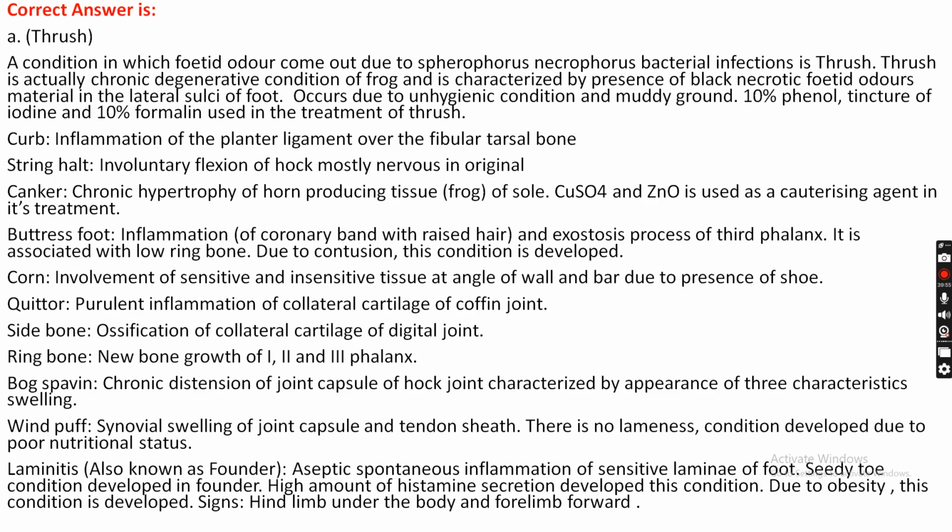Sidebone is ossification of the collateral cartilage of the digital joint. Okay. Ringbone is new bone growth of the first, second, and third phalanx. Okay. Bog spavin is a chronic distension of the joint capsule of the hock joint. It is characterized by three characteristic swellings. Okay. Wind puff is a synovial swelling of the joint capsules and tendon sheath. And in case of wind puff, we don't find lameness. This condition develops due to poor nutritional status.